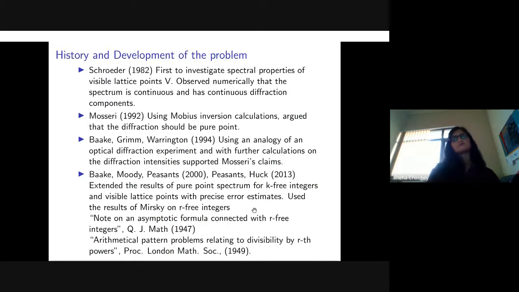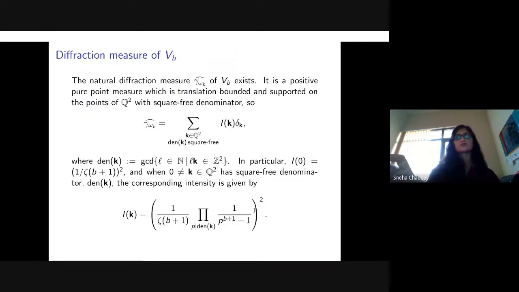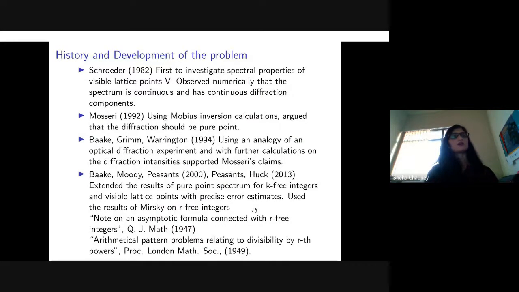Okay, so maybe towards the end of these slides on diffraction spectrum, I would want to quickly tell you why this has been studied and what has been the history and development of this problem. So Schroeder in 1982 was the first to investigate the spectral properties of visible lattice points, and he observed numerically that the spectrum is continuous and has continuous diffraction components. But in 92, after 10 years, using some Mobius inversion calculations, Mosheri argued that the diffraction should be pure point. But his proof was not complete. I mean, it was complete, but he did not come up with definite error terms.